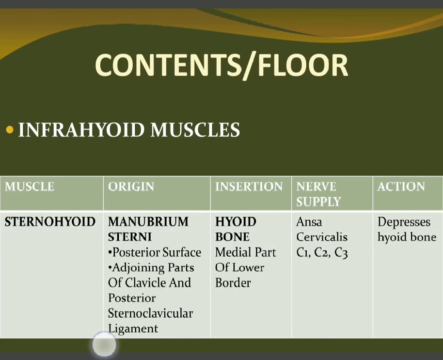So the contents of the muscular triangle: because it is a muscular triangle, it contains muscles and the floor is also formed by muscle, and the group of muscle is infrahyoid muscle. So the first muscle is the sternohyoid. As the name suggests, it goes from the sternum to the hyoid bone. So origin is from the manubrium sterni and insertion is into the hyoid bone. Nerve supply is by the Ansa cervicalis. It is a nerve loop. We will discuss it later on.